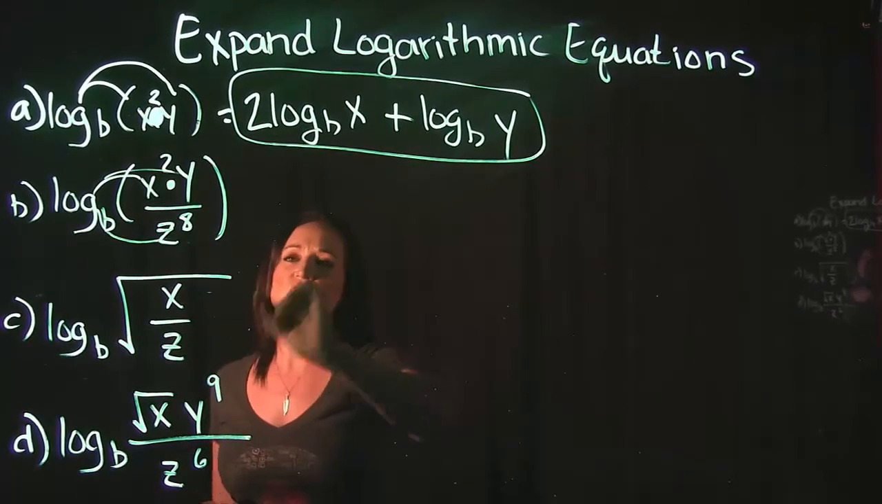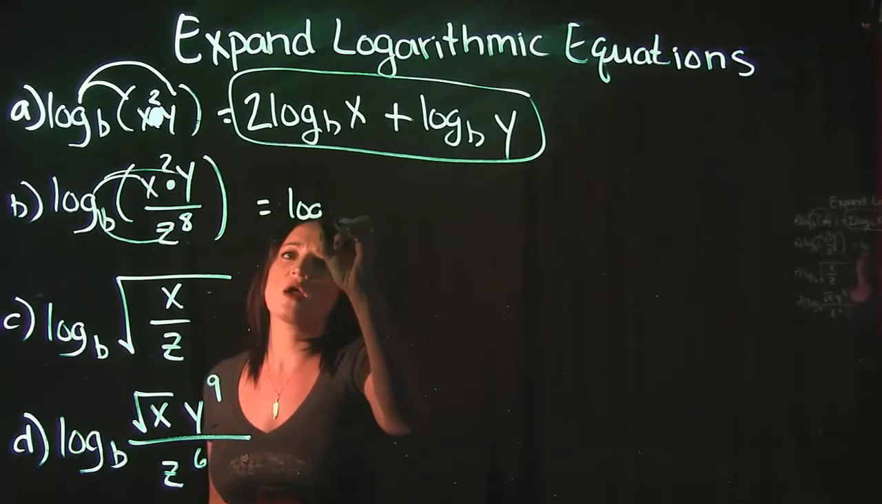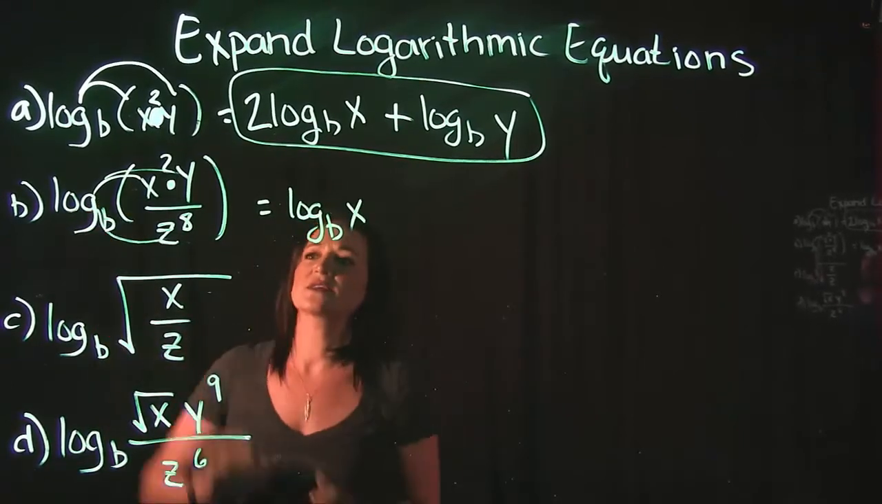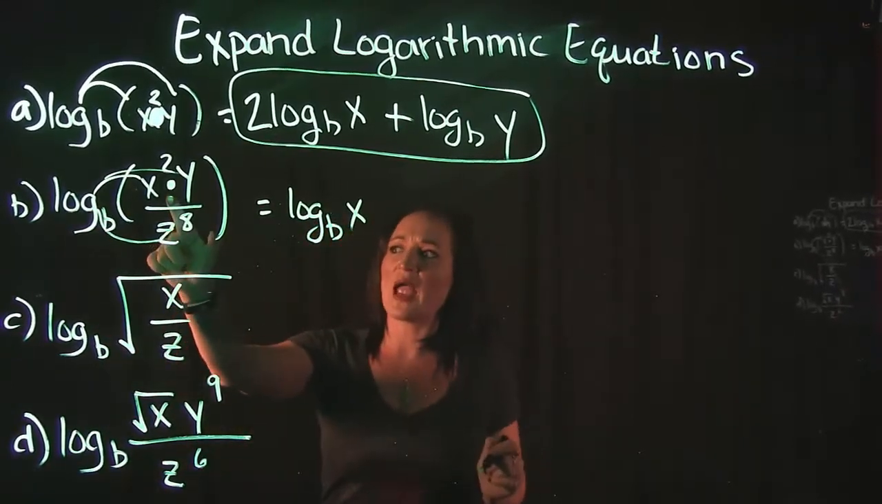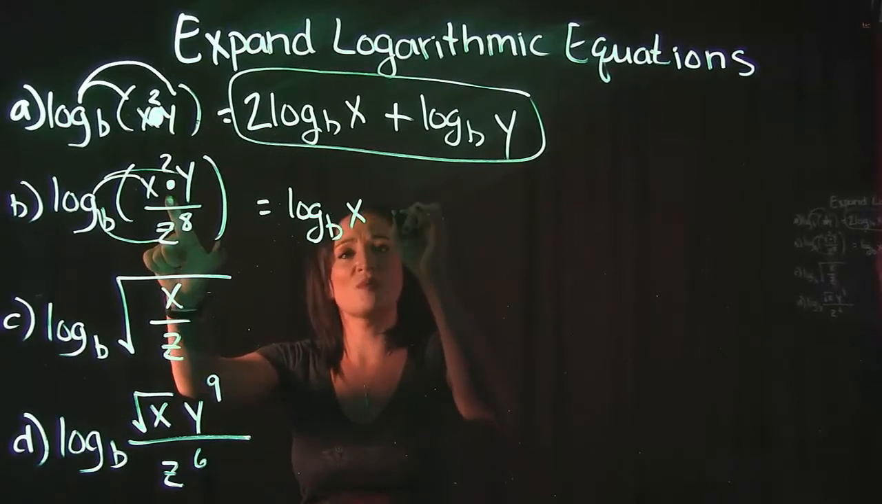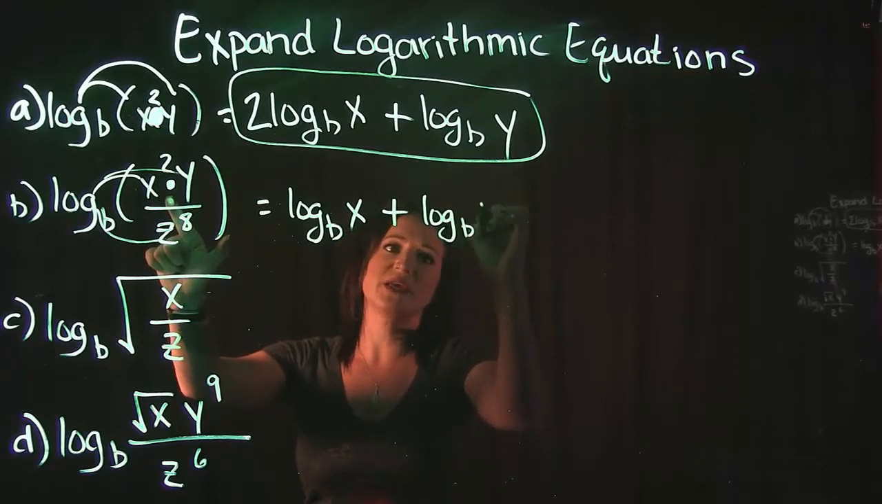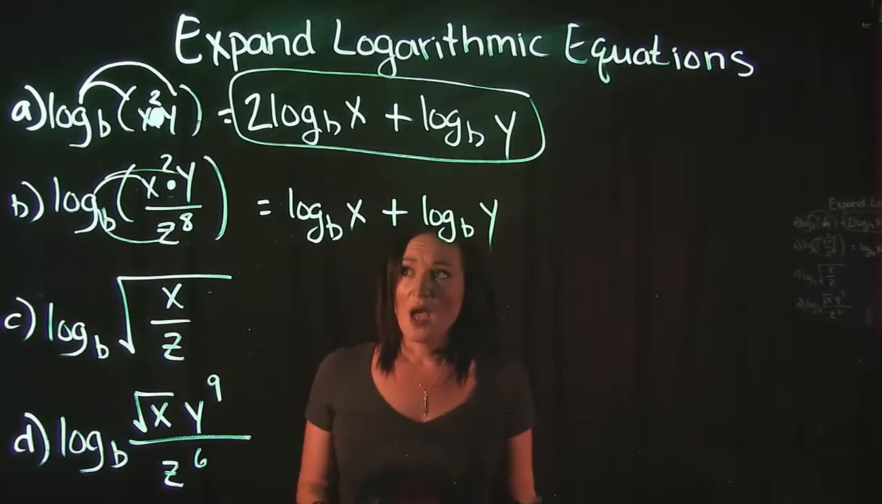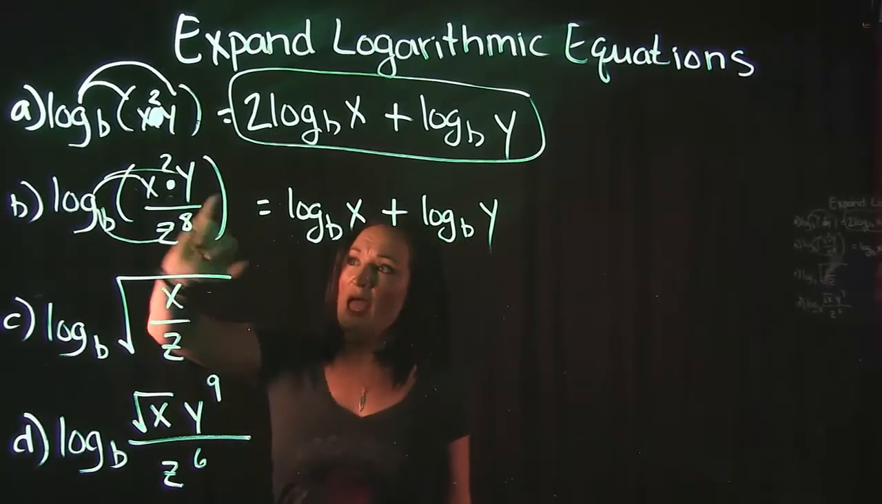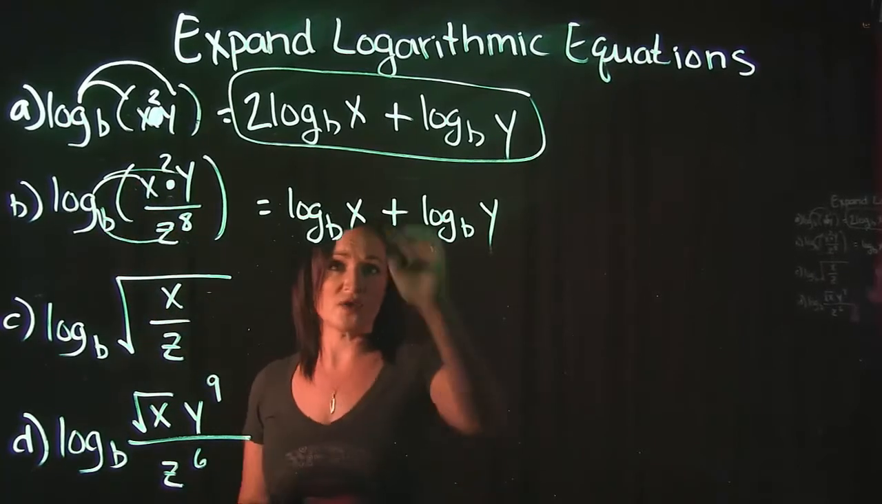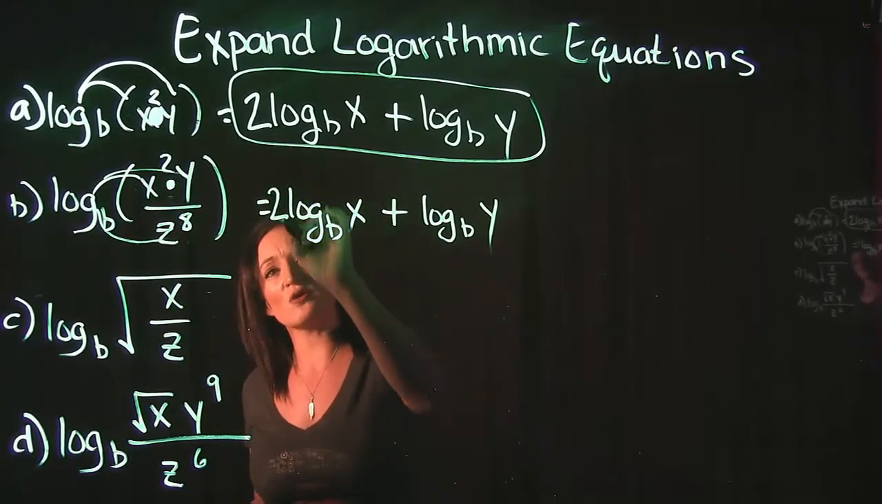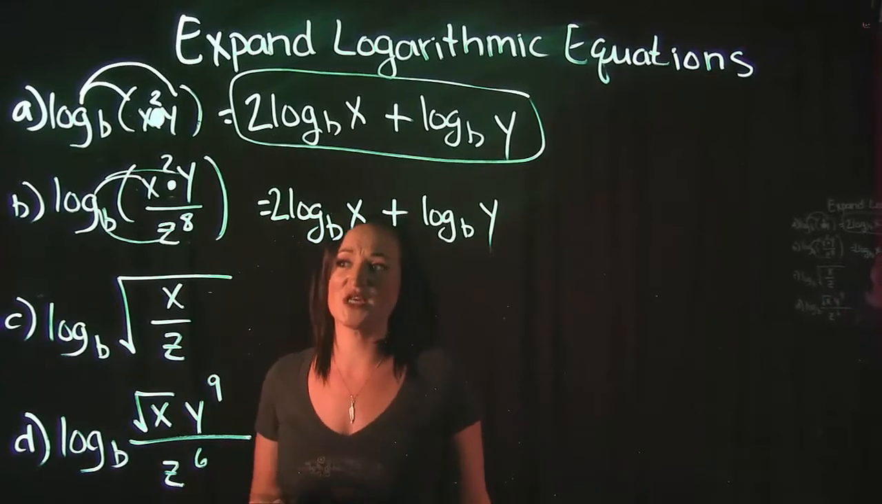Alright, so I'm going to start with the numerator. So we have log base b of the x, and then we're multiplying that to the y. So remember, multiplication is an addition, and then I have log base b of the y. The x, remember, has a power of 2, so remember that then goes in front as a coefficient.